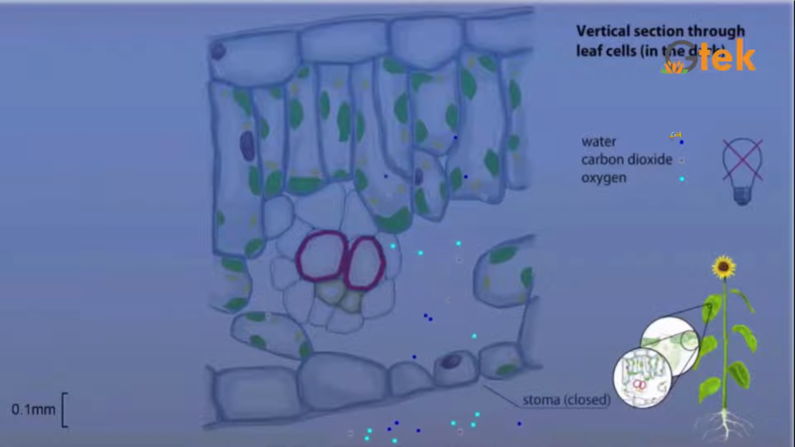The water, carbon dioxide and oxygen are represented over here, and these three things travel along the vertical section through the leaf cell. You can see here.